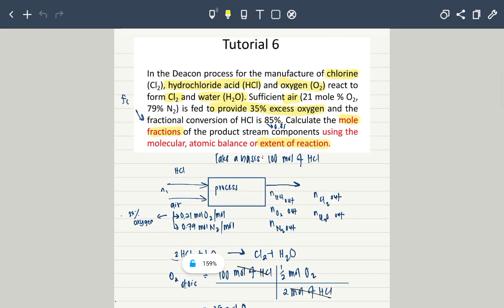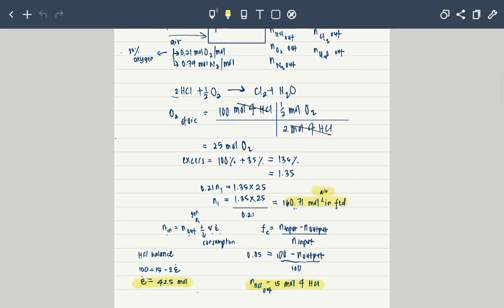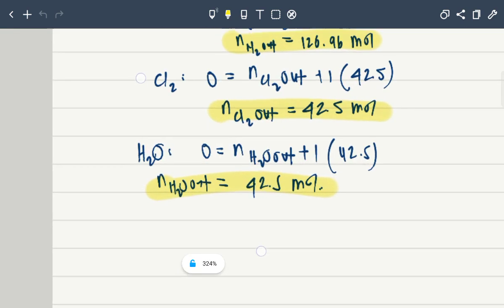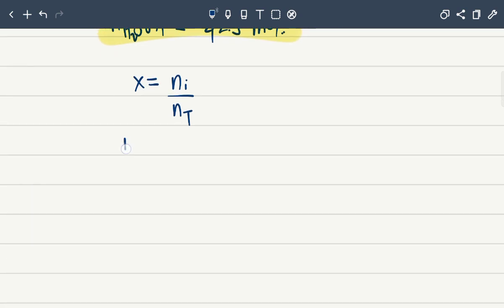Okay, so kita next. Dia kata dia nak mole fraction tau. Korang jangan tinggal macam tu. Benda ni korang dah dapat dah. Tinggal nak habiskan je. Mole fraction which is X equals to N i which is anything elements over NT. Okay, so kita nak cari NT. NT tu kita tengok yang out je lah.